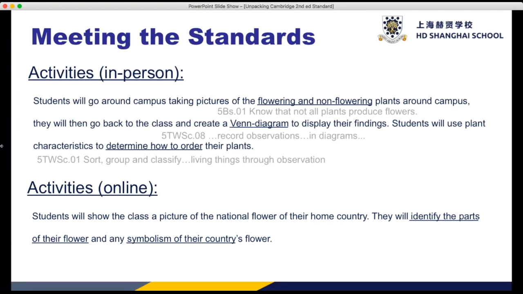For activities online, something students could do, especially if students come from many different states or different countries, they can show the class a picture of their state or national flower. They can identify the parts of their flower and talk about any symbolism that their flower represents in their state or country. And so this helps meet the standard of identifying parts of a flower and also has good cross cultural links and helps students become aware of the globe and different countries' cultures and significance.